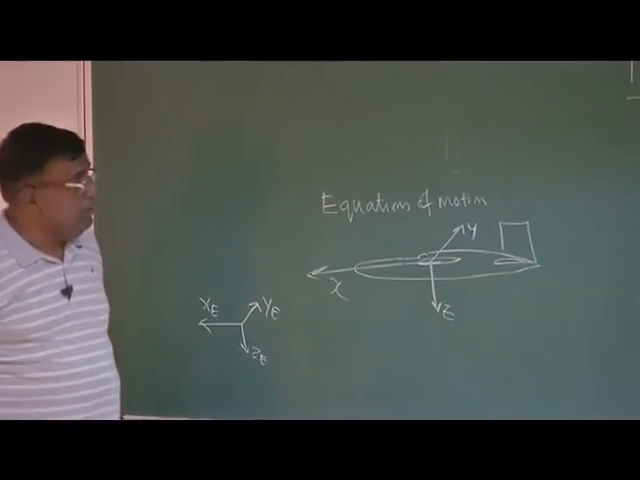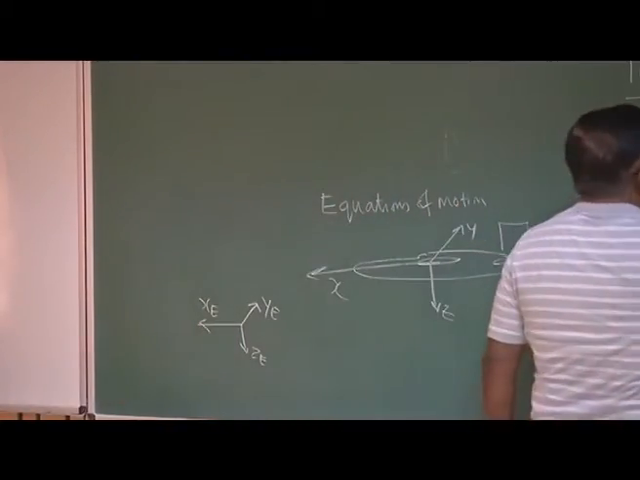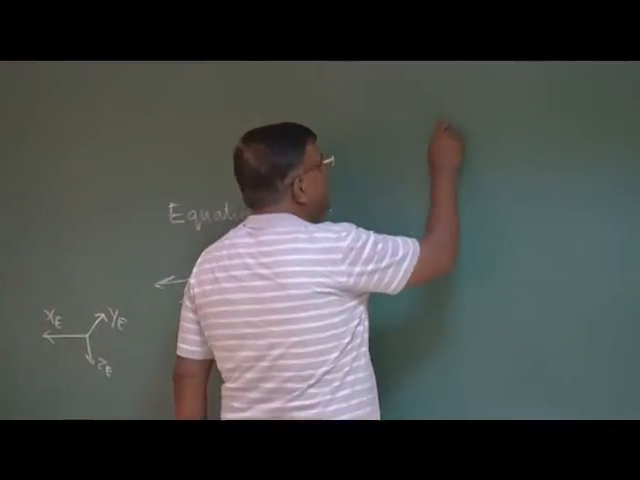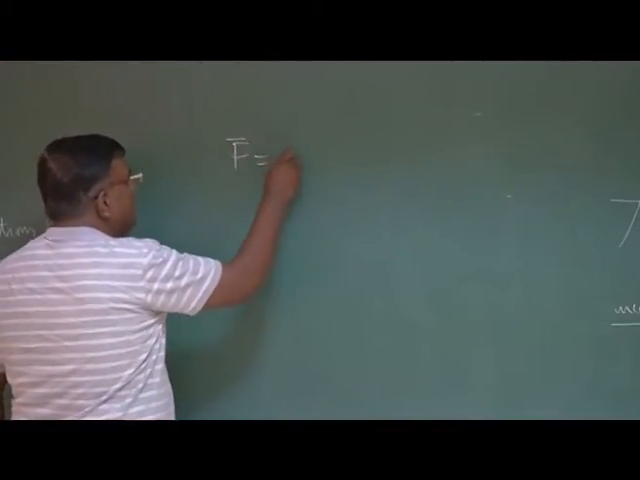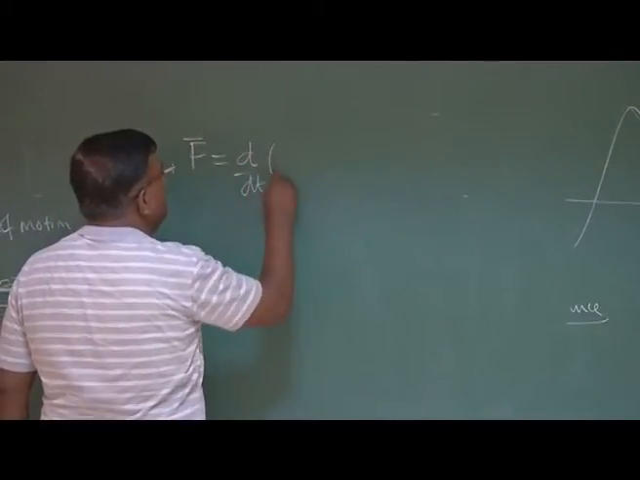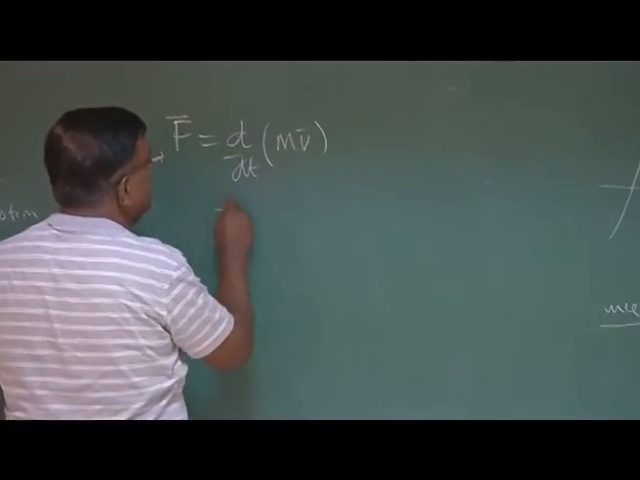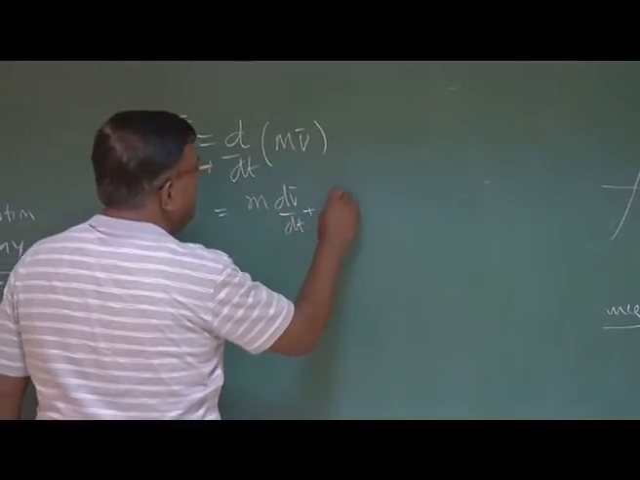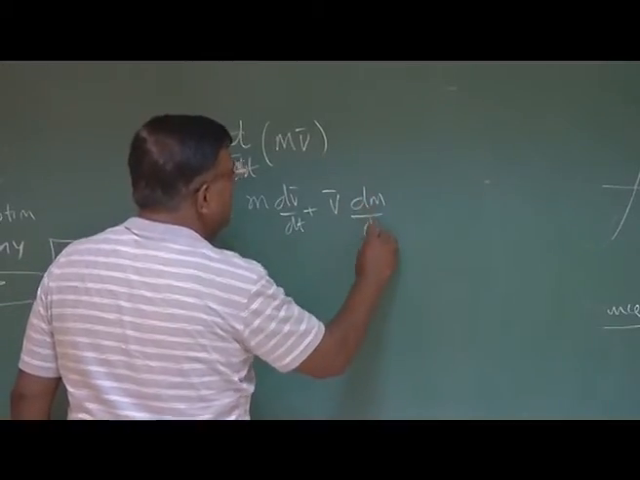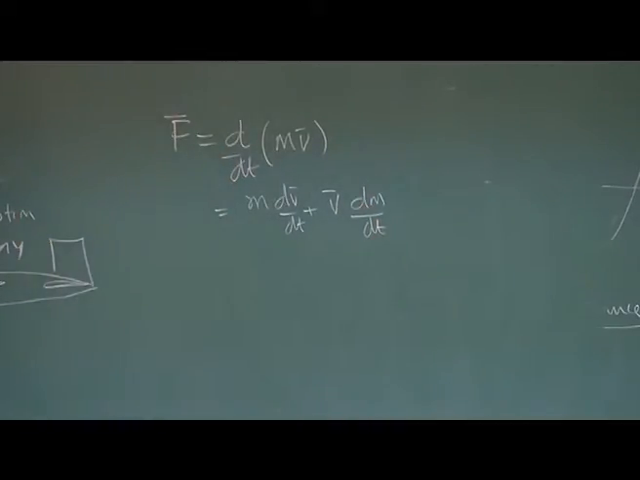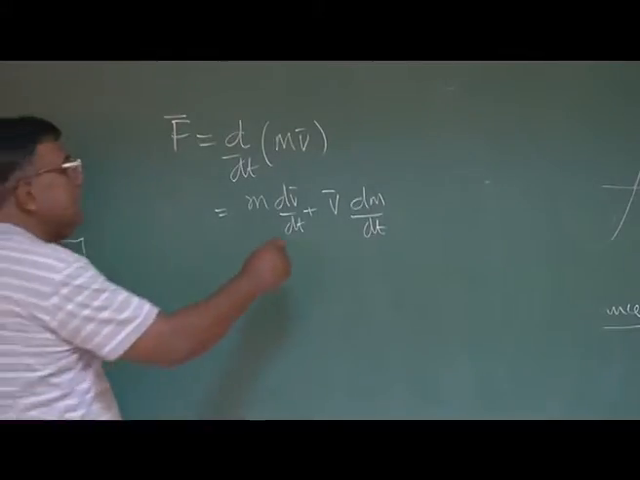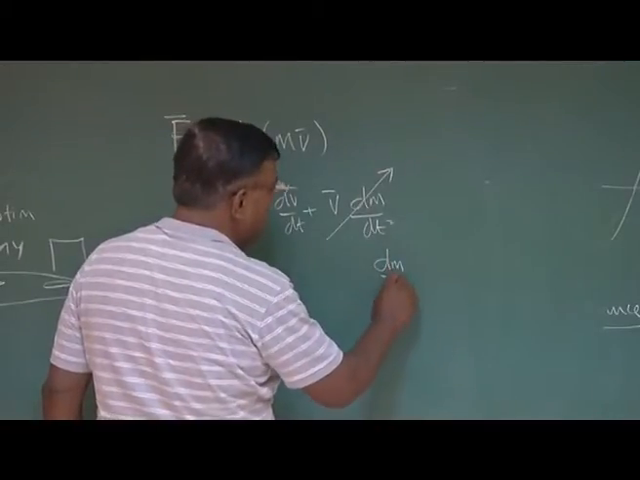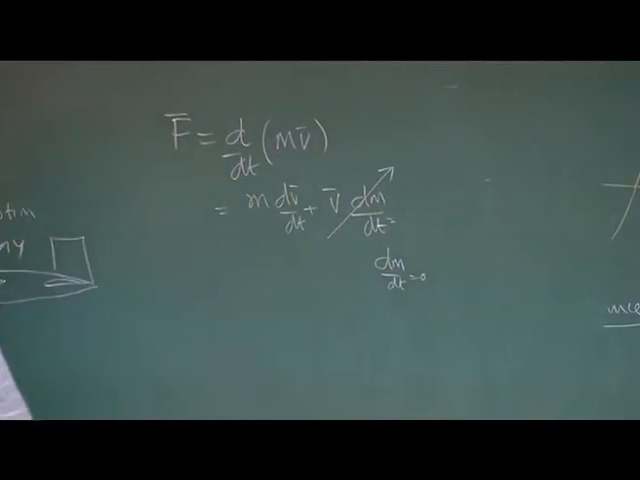Okay. Now the question was, if I am trying to write the equations of motion in an inertial frame, what will happen? So we know that F is d by dt, rate of change of momentum, and you know this is nothing but m dv by dt plus v dm by dt. So another approximation we make. We said that we will neglect this second term, and assume that dm by dt is 0.